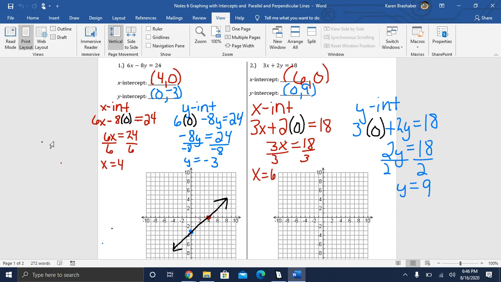And now we can plot those 2 points, 0, 9 on the y-axis. On the x-axis, 6, 0. And then using hopefully a straight edge, you want to connect those 2 ordered pairs.